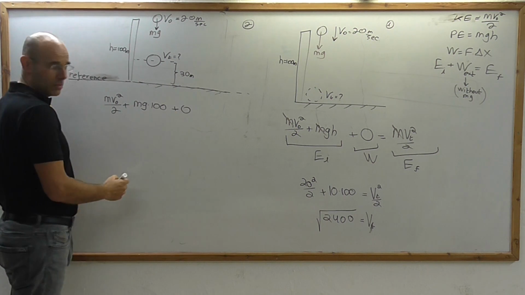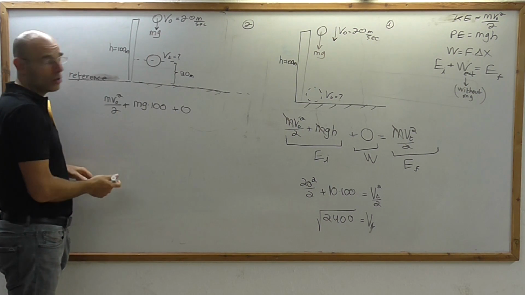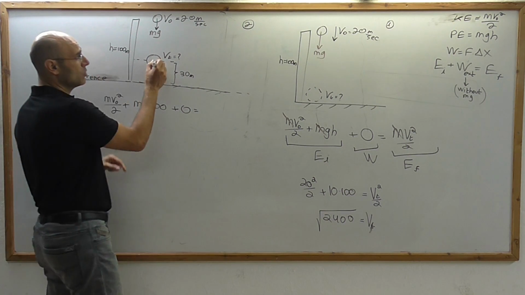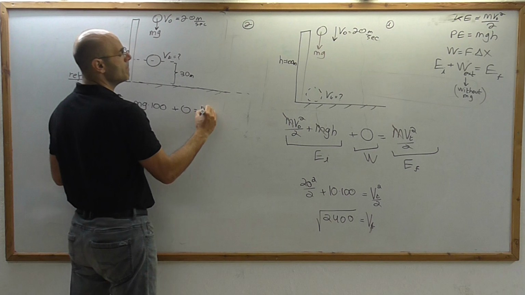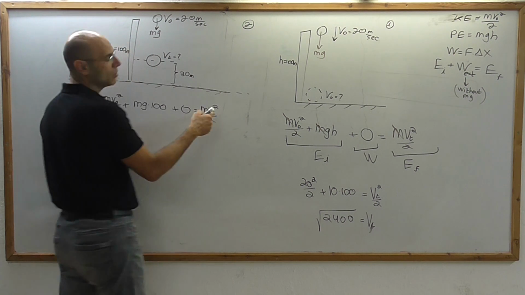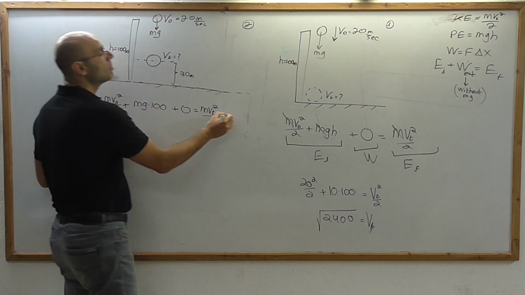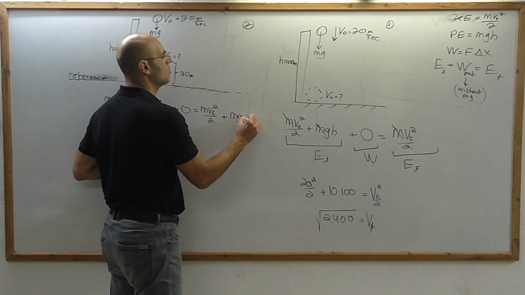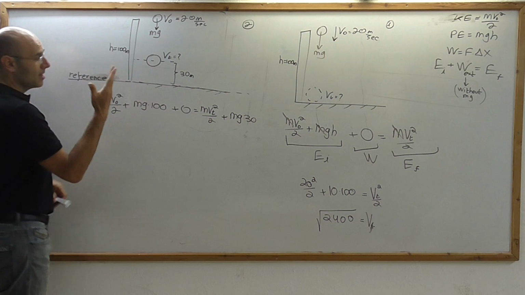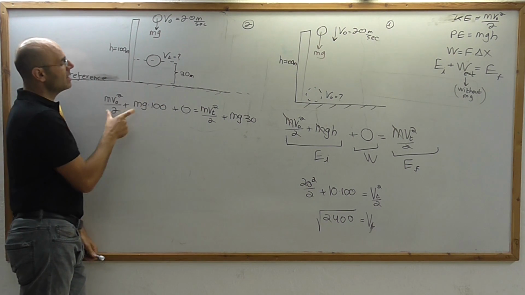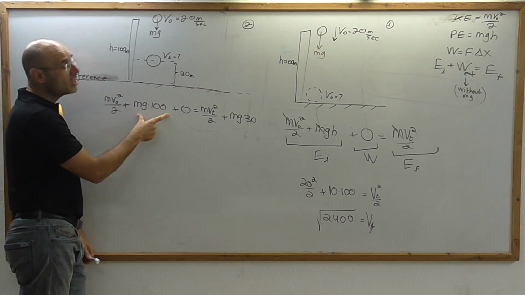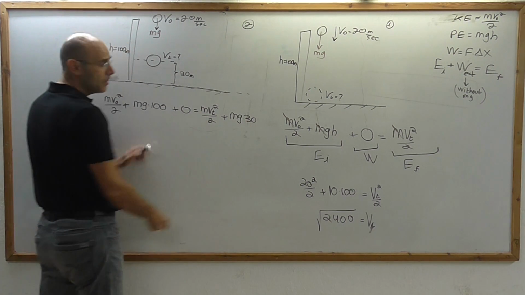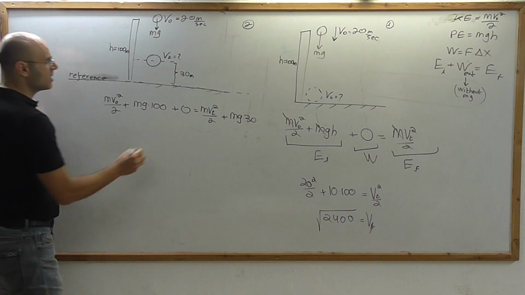Work is 0, because this is the only force I have here, and in the end, when it reaches here, it also has kinetic energy. I want to find it, plus height, and the height is 30 meters, mg multiplied by 30. So, again, at the beginning it has kinetic energy and potential energy, and in the end it also has kinetic energy and potential energy. Now look, something very nice.